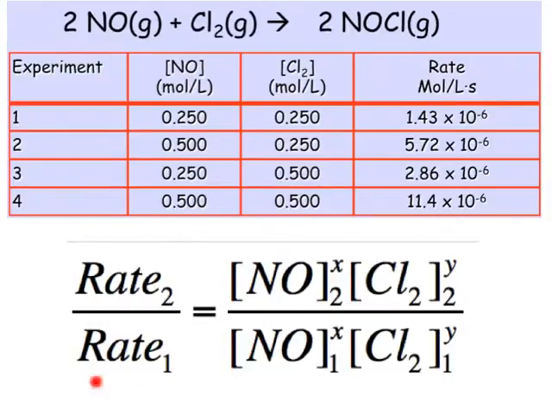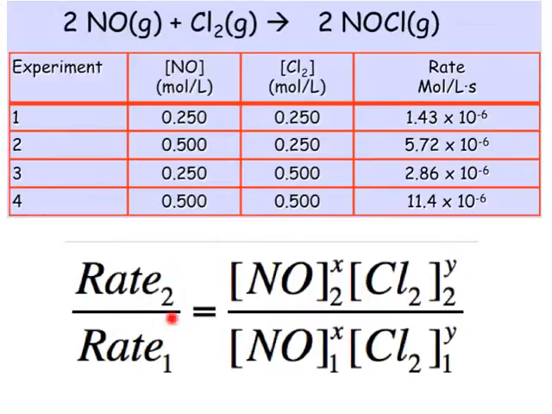This is the equation that we're going to use to help figure out what X and Y are. Okay, so the bigger rate over the smaller rate, and these are the values that go with the bigger rate. So let's say we're using experiments 2 and 1, the bigger rate would go on top, and these values would go on top. Okay?